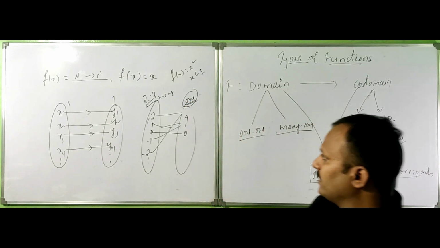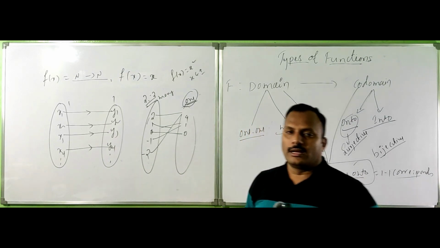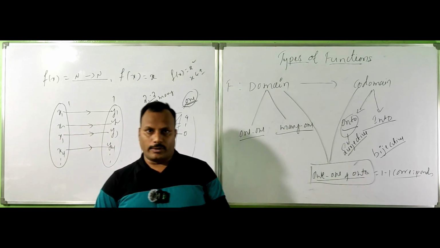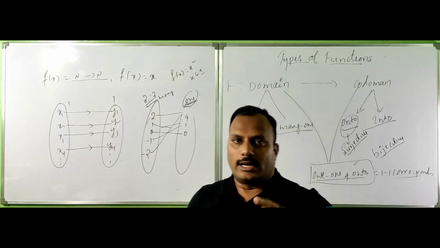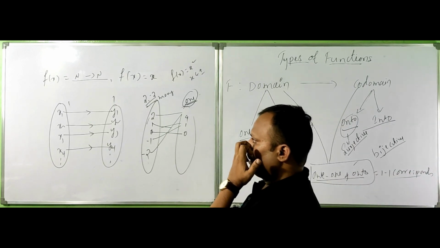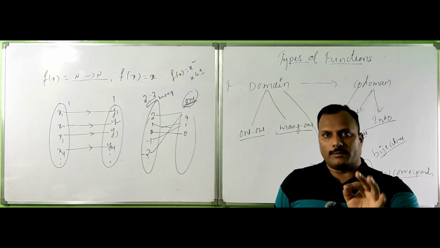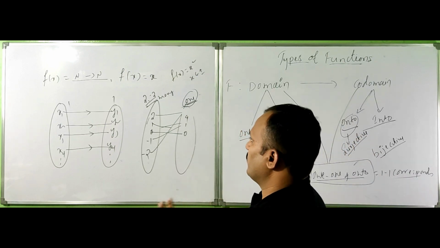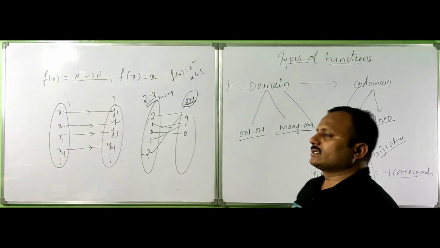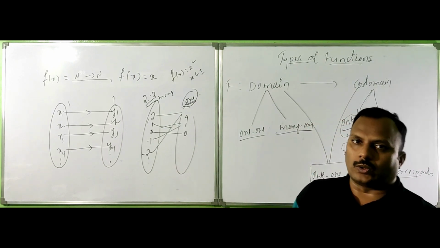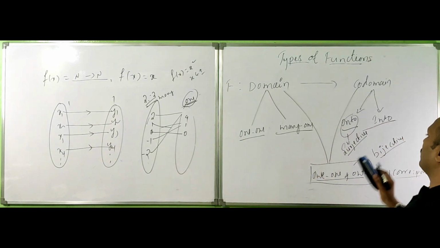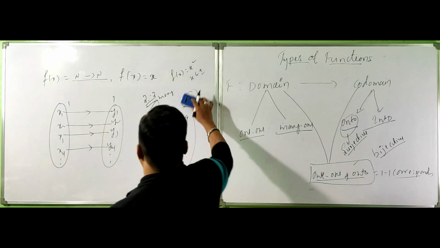Based on the domain's characteristic property, we have one-one and many-one. One-one means every element in the domain has at most one corresponding element in Y. For many-one, two or more elements map to the same element in the codomain. Then what is an onto function? Let's see onto.